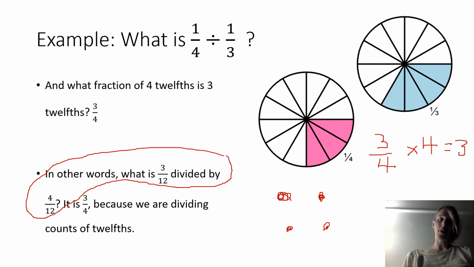And now 3/12 is also 3/4 of 4/12. Why is that? Because instead of counting units, we're counting twelfths. 3 is 1, 2, 3, 4 counts of a twelfth. A third is 1, 2, 3, 4 counts of a twelfth. A fourth is 1, 2, 3 counts of a twelfth. So what proportion is 3/12 of 4/12? It's 3 divided by 4. In other words, 3/12 divided by 4/12 is equal to 3/4.